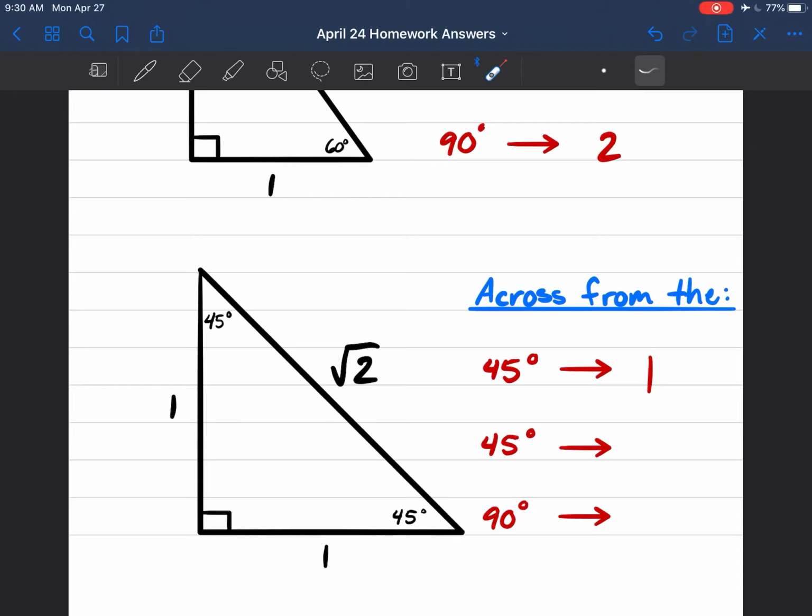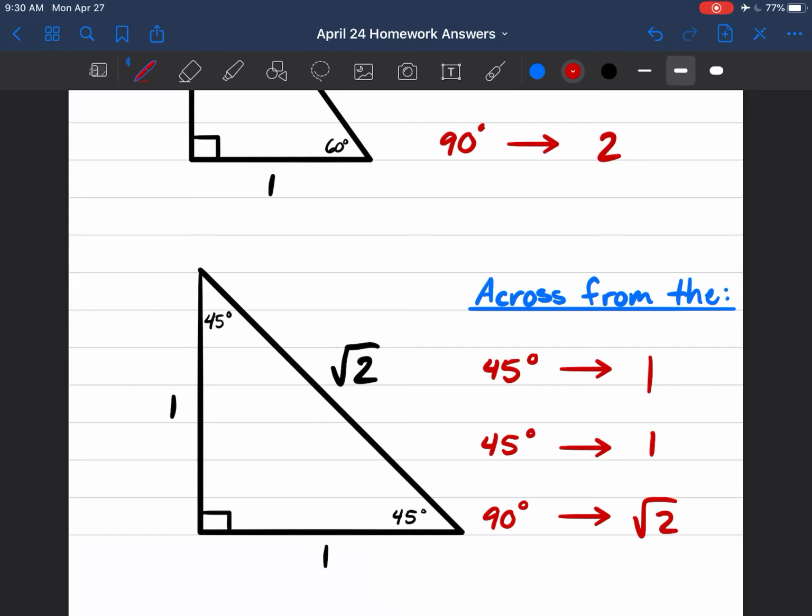And then actually the same thing holds true for this one. Across from this 45-degree angle is also a 1. So really it doesn't matter where the 45 is. Since they're both the same 45 degrees, they're both a 1. And then across from the 90 is the square root of 2.